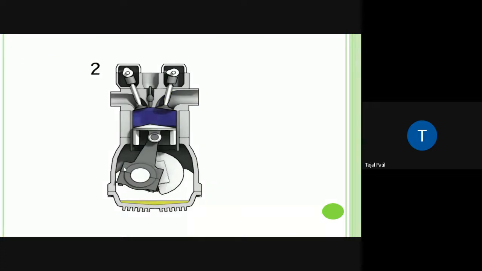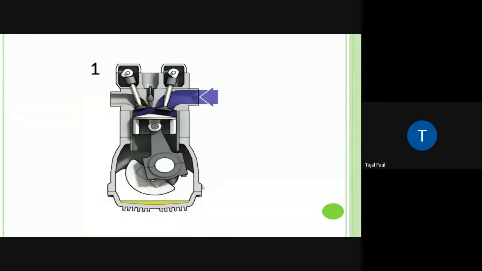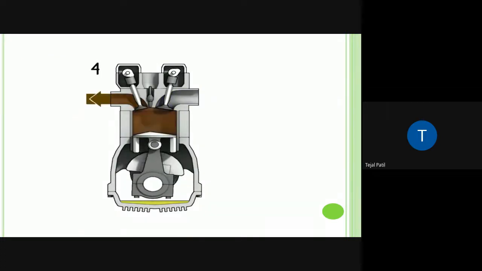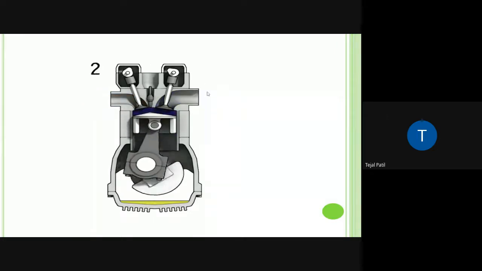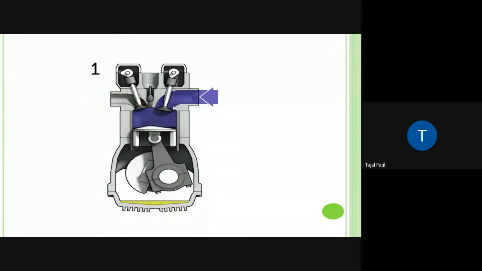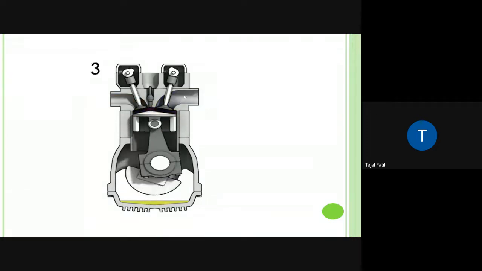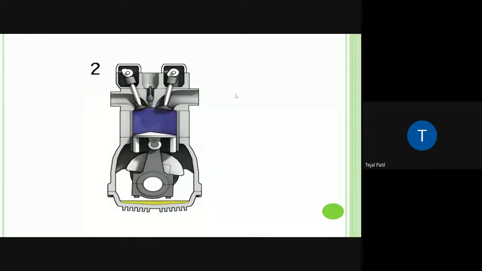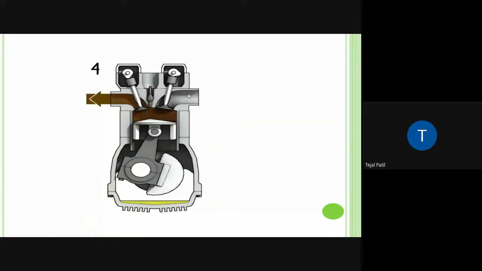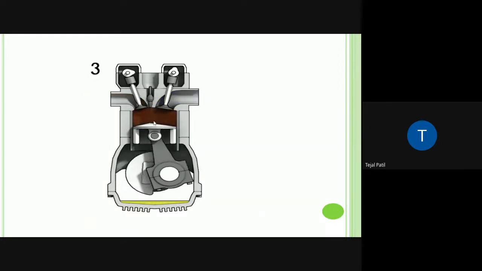Okay, so here you can see a simple animation is shown over here. So you are supposed to observe it carefully. When the process number one is going on, this is quite fast. Okay, the actual process is much faster than this. Okay, so this is just to understand. So you can see here the blue color part. Okay, so this is a fresh charge, it is coming inside.